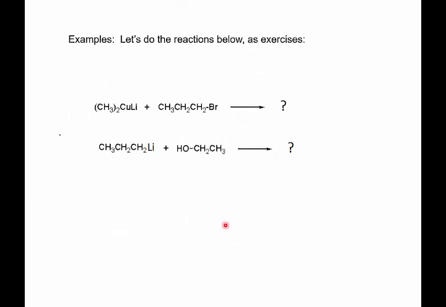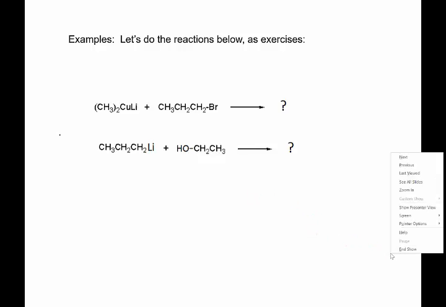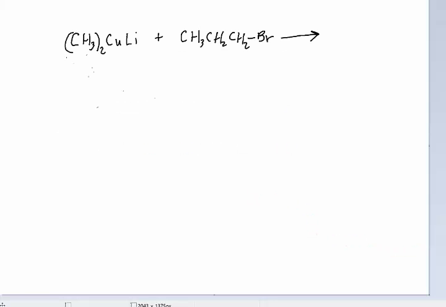Now, we want to look at some specific reactions, first of the Gilman reagent, and then we're going to look at another reaction of an organometallic compound, and we're going to do this in the form of exercises. So let's take a look at each one and see what the product is, and moreover I'm going to explain how you figure out what the product is. We're going to go through a step-by-step process. All right.